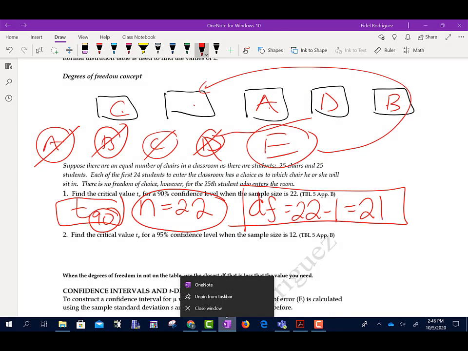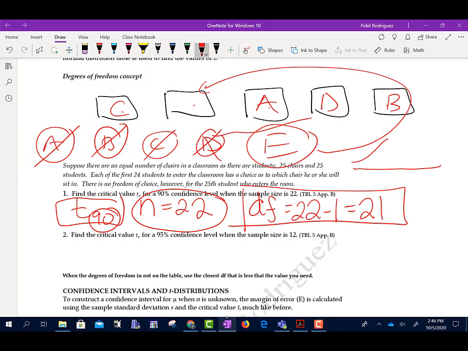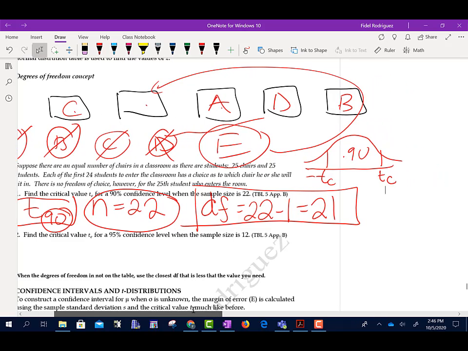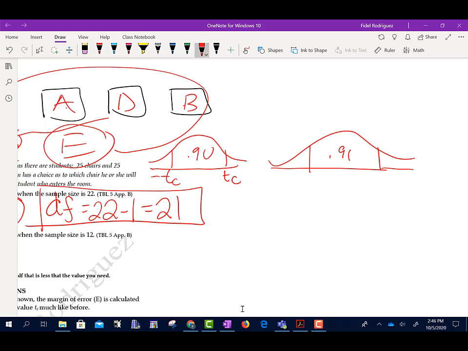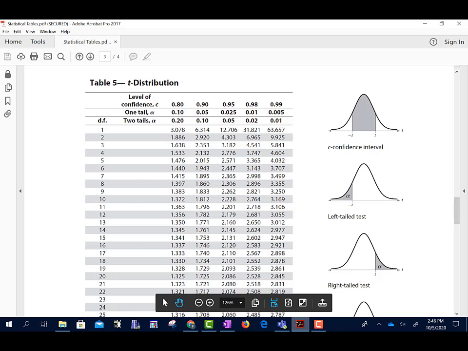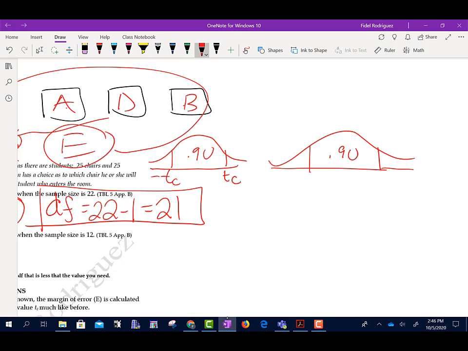So let me bring up my notes again. I'm going to have something that's going to look like this. This is going to be 0.90, my negative TC and my positive TC. And the value we came up with was 1.721. So this is a negative 1.721, and this is a positive 1.721.